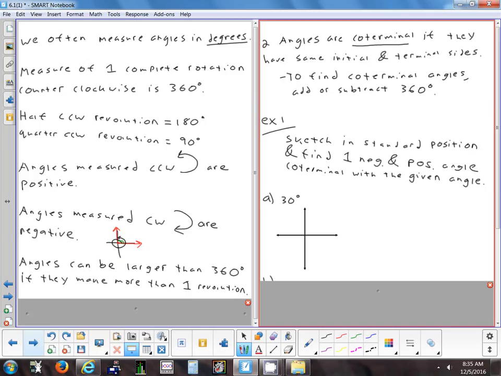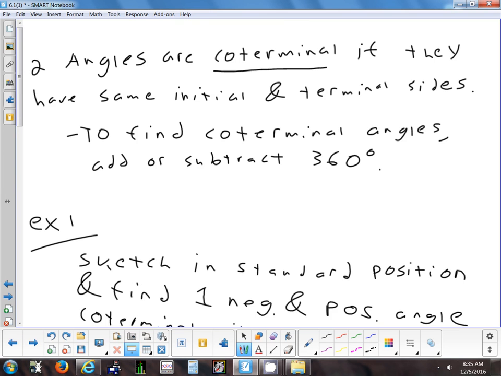All right, so I'm going to give you a couple examples. And what I want to try to do first is sketch the angle, the best that we can. And then I want to find an angle that's coterminal and positive, and then coterminal and negative. Does everybody have the part above example 1? Okay.